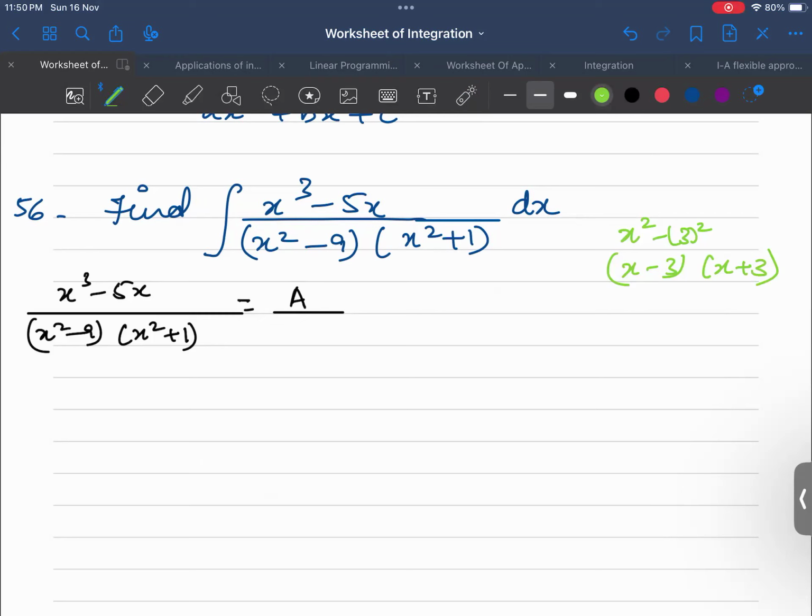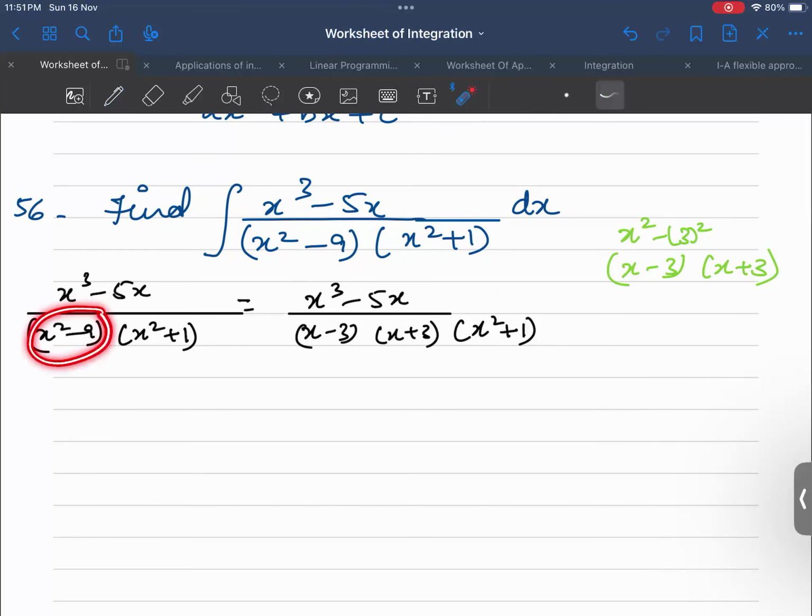If you want to, you can simplify it first, or directly if you are able to. Better that I simplify first, it would be easy for all. x cube minus 5x upon x minus 3, x plus 3 and x square plus 1. We have simplified it: these are linear, and this is quadratic, right?